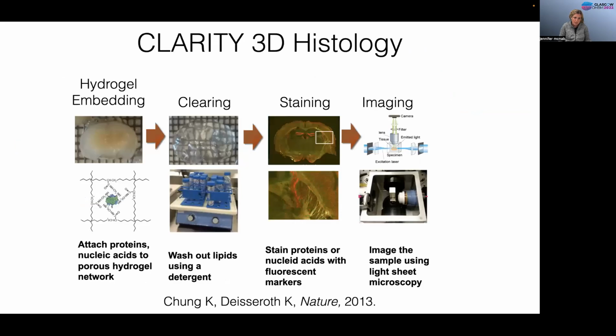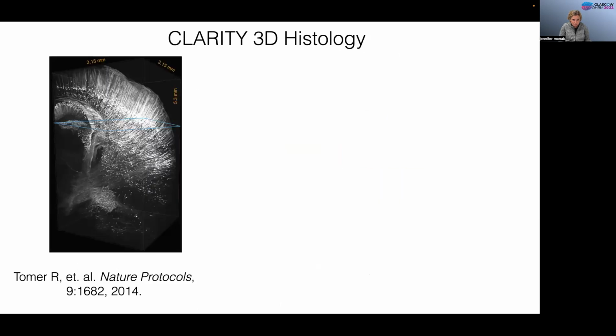I'm going to show some results using the Clarity protocol first, and this involves embedding a hydrogel in the tissue, which helps to lock the proteins and nucleic acids in place. And the lipids are then washed out using a detergent. There's a stain of the proteins. Proteins or nucleic acids are labeled with fluorescent markers, and imaging is done using light sheet microscopy.